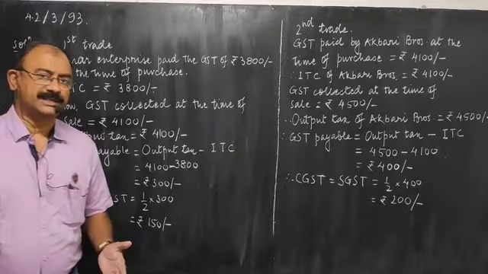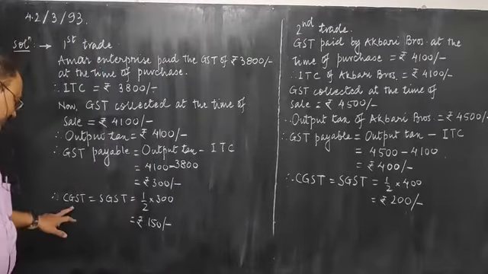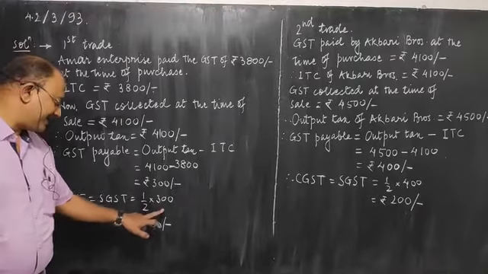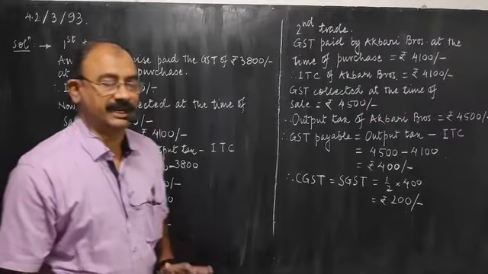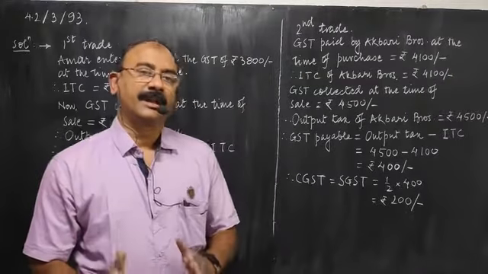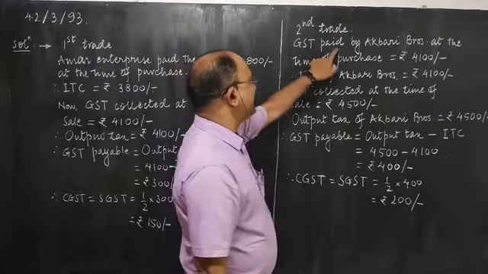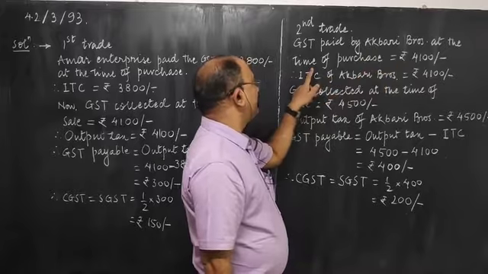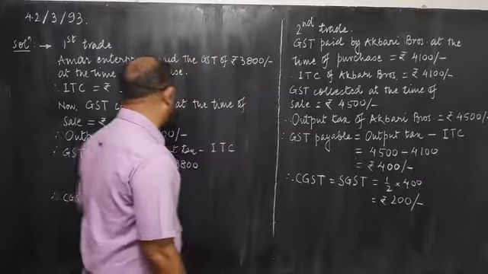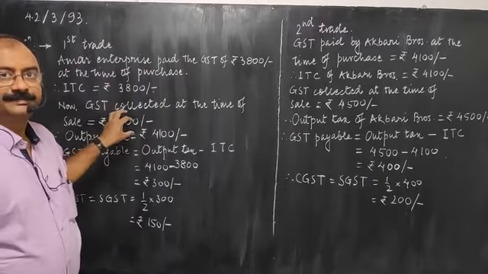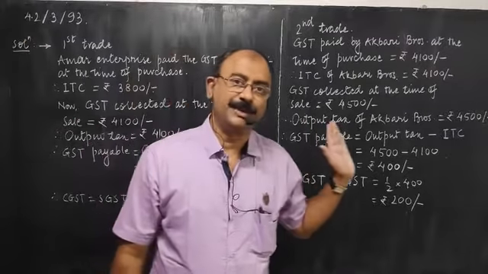So that is the total GST, and we know that SGST and CGST are always half of GST. So CGST and SGST is half of 300, that is rupees 150. This is in the first trade. Now second trade is Akbari brothers to Mayur Food Corner. Now Akbari brothers paid the GST at the time of purchase equal to rupees 4,100. Here they purchased from Amar Enterprises. At that time they paid the GST of rupees 4,100.